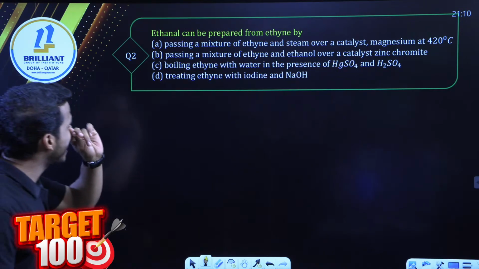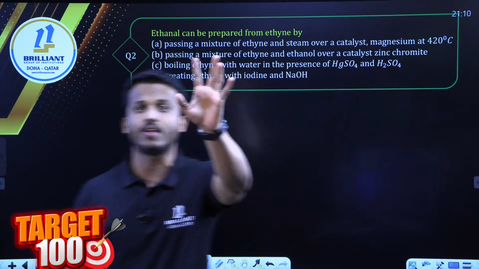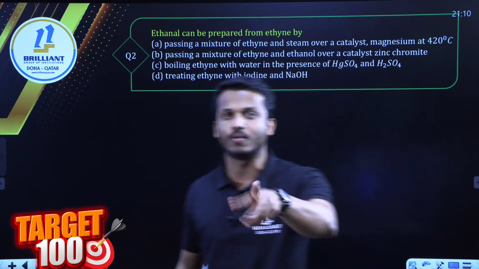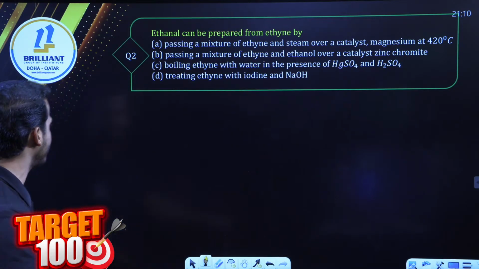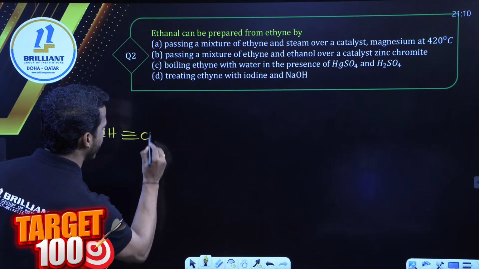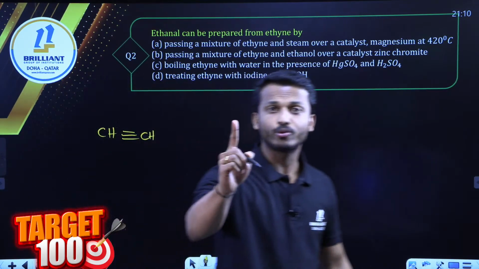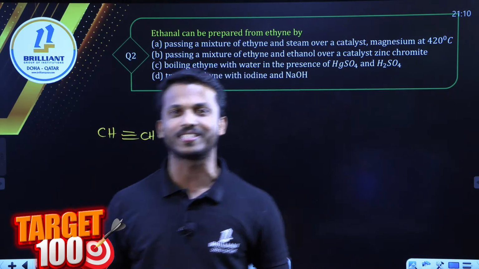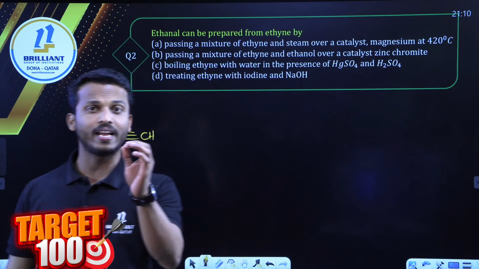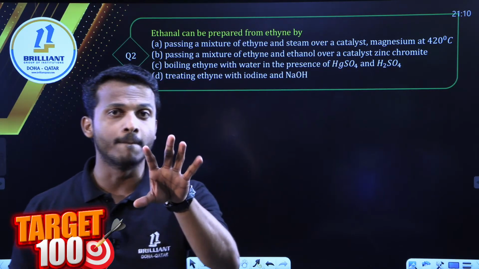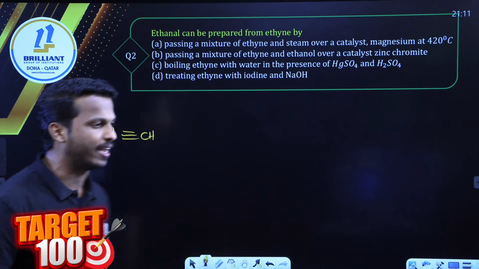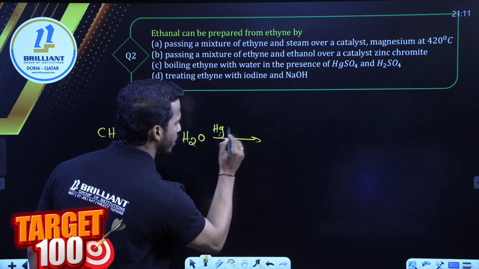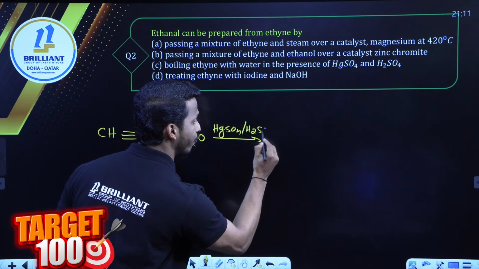Question number 2. Ethanol can be prepared from ethine by which reaction? Ethine, what do you mean by ethine? Acetylene. CH triple bond CH. You may have studied how to convert an alkyne to aldehyde. What is the reaction? Adding water in presence of mercuric sulfate and sulfuric acid. Yes or no? Very good. That is treating with H2O, HgSO4, mercuric sulfate and sulfuric acid, dear all.